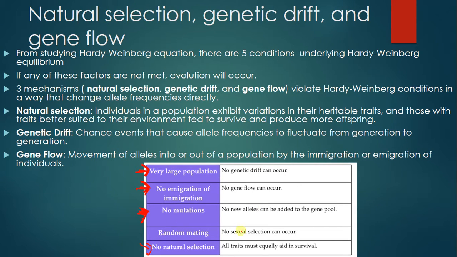I didn't mention random mating for sexual selection because sexual selection really doesn't change the allele frequency in a population. It just changes the genotypes, which you can think goes back to violating a rule we've already talked about: natural selection, and no one genotype is better suited than the other.